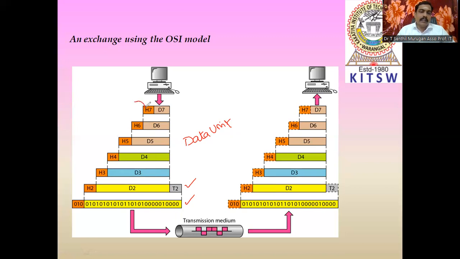H represents the header. Each layer adds some information for the next layer as a header. Some of the layers have trailers. You can see here that in layer 2, the data link layer, only it has the trailer. After reaching the physical layer, the information is transferred through the transmission medium to the destination. So H means header, D means data unit, and T means trailer. The trailer may be added for error control or flow control.